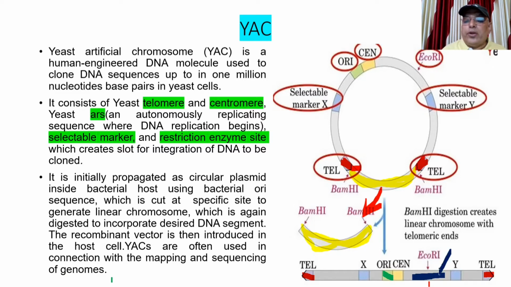Here we can integrate the DNA of our choice. So DNA of our choice can be integrated here at this site. And so that's how we have got this artificial chromosome having the desired stretch of DNA which is to be delivered.